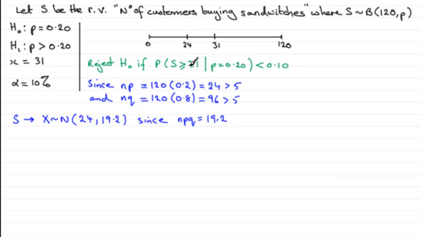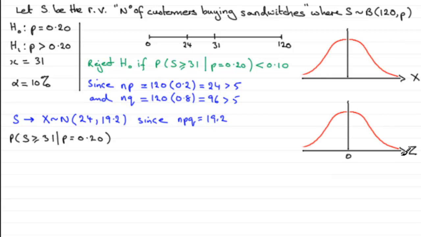So I'm now in a position to try and evaluate this probability here: the probability that S is greater than or equal to 31, given that P equals 0.20. I'm now going to use the normal distribution. If I just sketch out our graphs up here for X, and we've got the standardized normal distribution below, we have for X a mean of 24. Now, we're trying to find out the probability of being greater than or equal to 31. 31 is, say, over here.